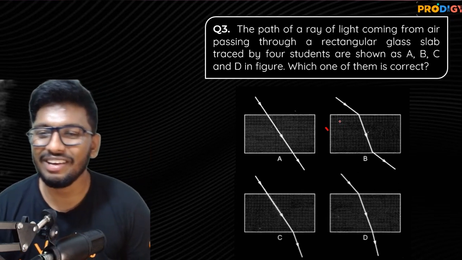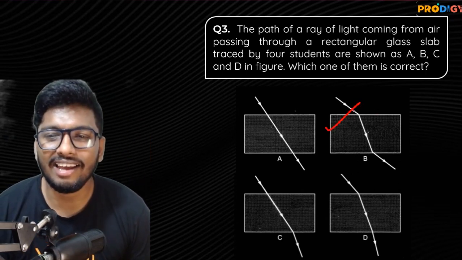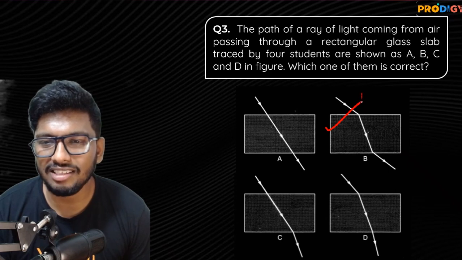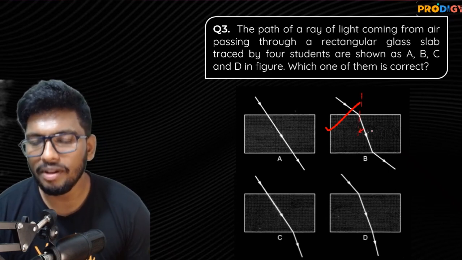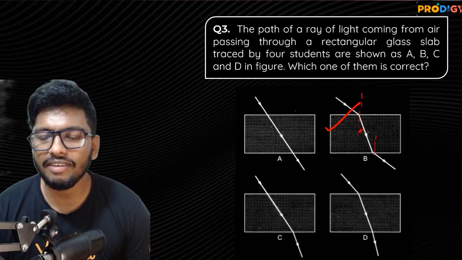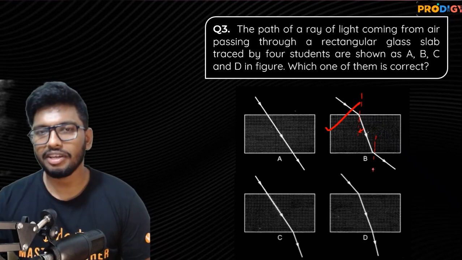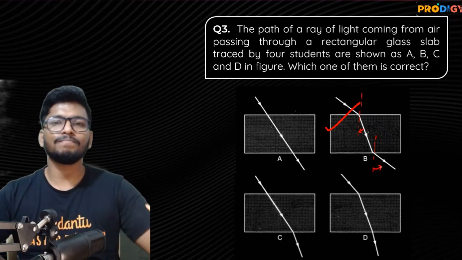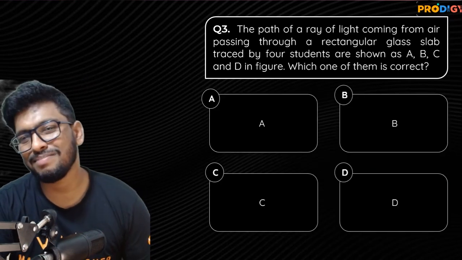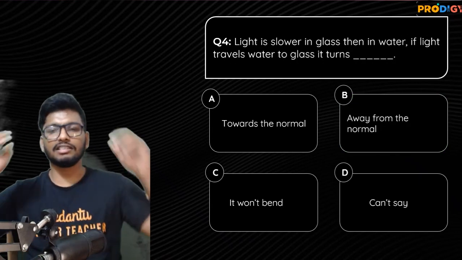It is definitely going to be option number B, guys. Because again, the ray of light is bending as it is traveling from air to glass, and this time it will bend towards the normal. And as the ray of light is leaving the glass and entering into air, it will move away from the normal. So that's what your ray diagram would look like. Simple.